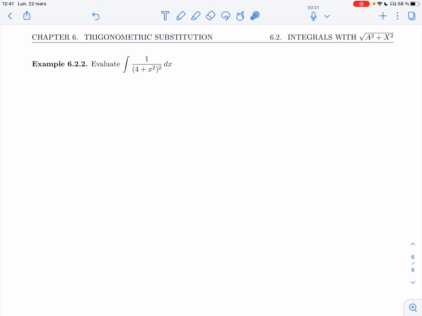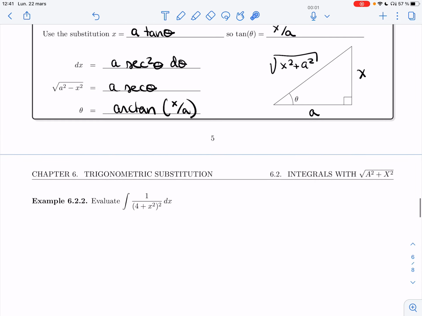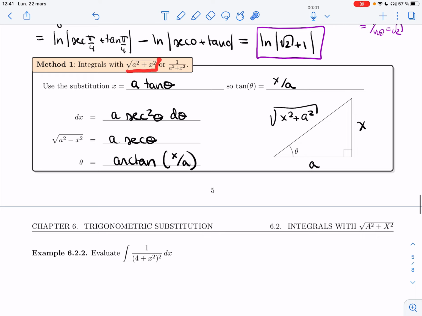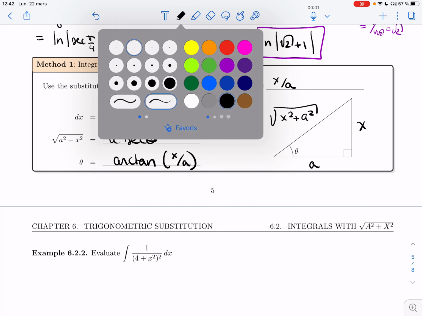Hello and welcome back. In example 6.2.2, we'll be evaluating the integral of 1 over (4 plus x squared) squared. First thing I want you to know is we don't have one of these square roots. We said our method is usually for things that have a square root in them, but in this case, we could actually apply it if a squared plus x squared is in the denominator. Let me show you how to get started.